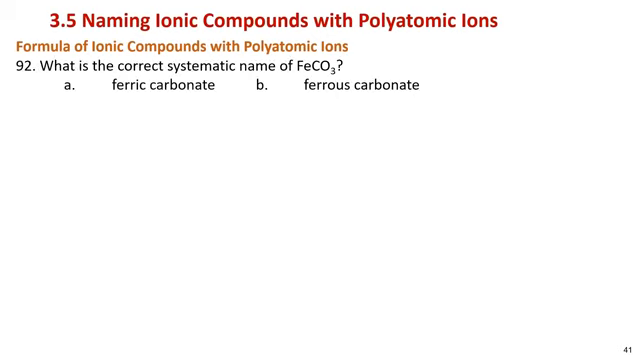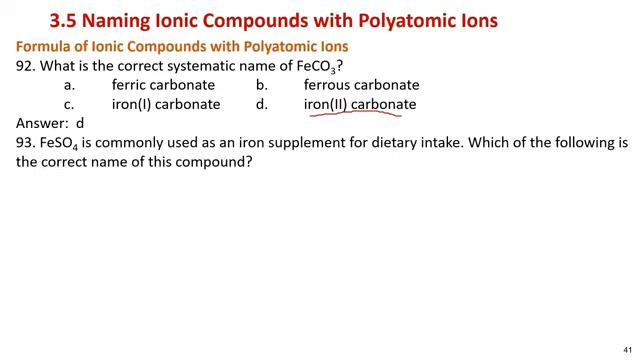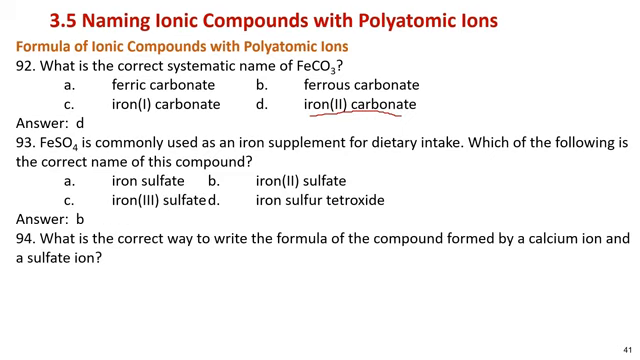What is the correct systematic name of iron carbonate? Carbonate is 2 minus, Fe is 2 plus. Therefore, iron(II) carbonate. D is the correct name. Go through naming compounds with variable charge cations. We have gone over this.